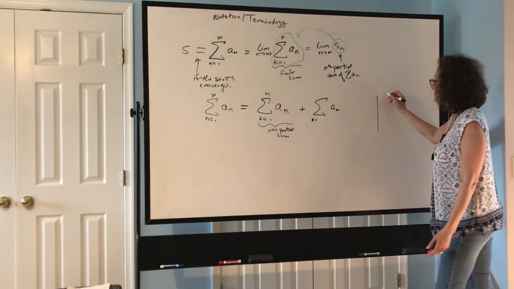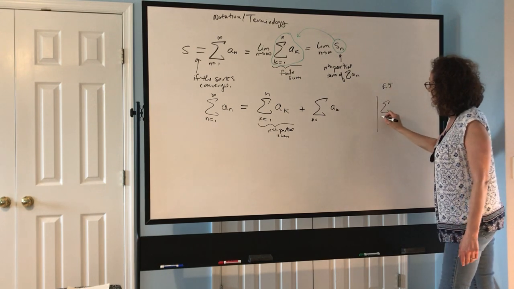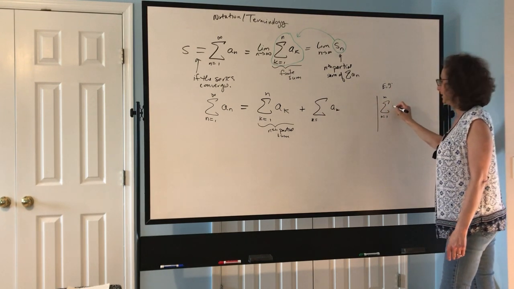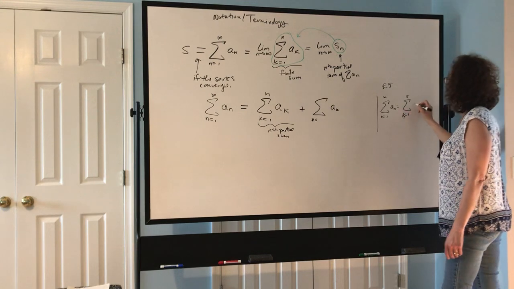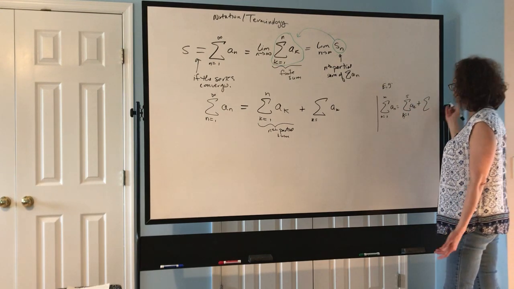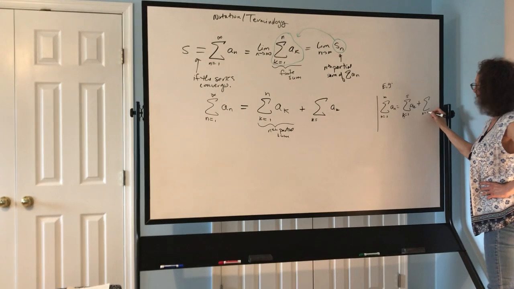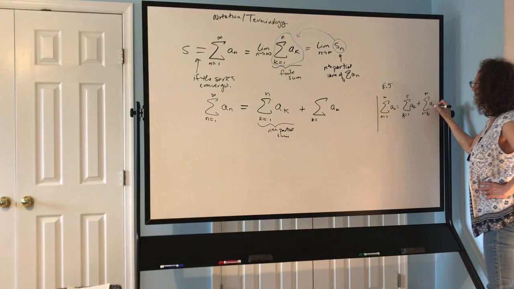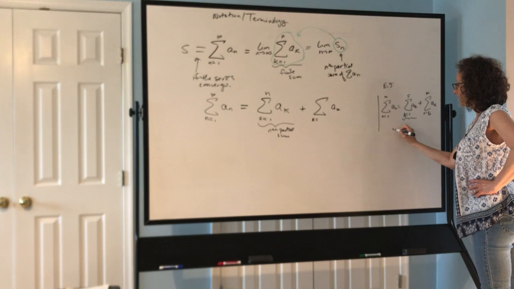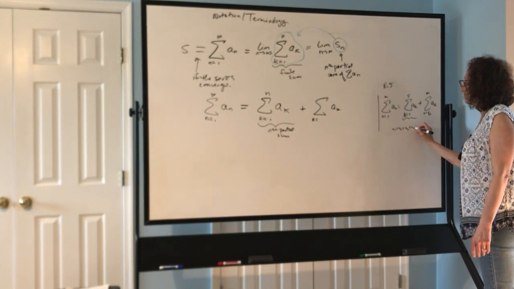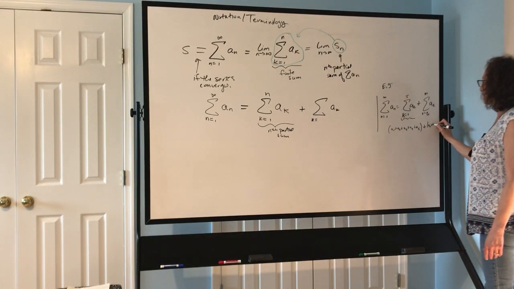So think about it like this. What if n was like 5? Here's an example. So I do the sum n equals 1 to infinity of a sub n. If that would be the sum k equals 1 to 5 of a sub k plus what sum? That's our question. I would start counting here at what? Good, 6. To where? Good, infinity. This would be a1 plus a2 plus a3 plus a4 plus a5, and then this would be plus a6 plus a7 plus forever.